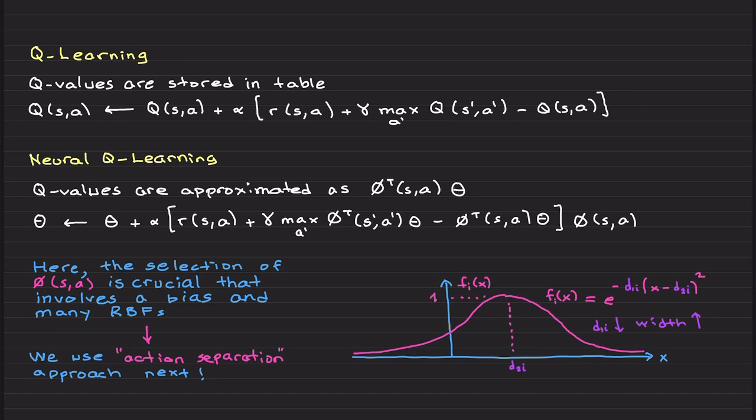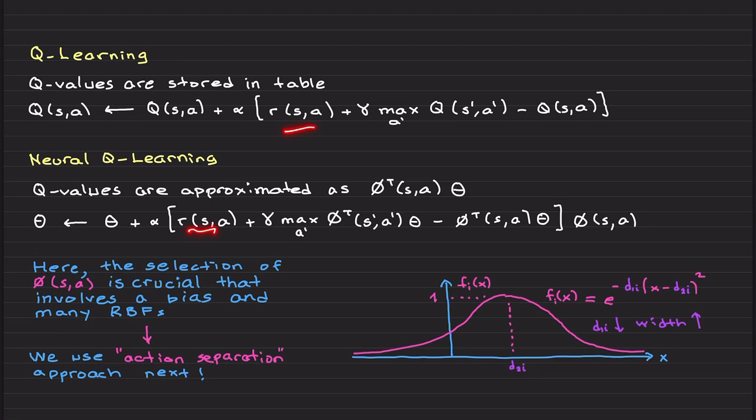In every action and state, we were updating like this. And again, this part was the Bellman equation. With neural Q-learning, with neural networks, Q values are approximated with this basis multiplied by the theta vector. And look how Q-learning compares with neural Q-learning. It is similar. Alpha, I forgot to mention, is again the learning rate for the thetas.